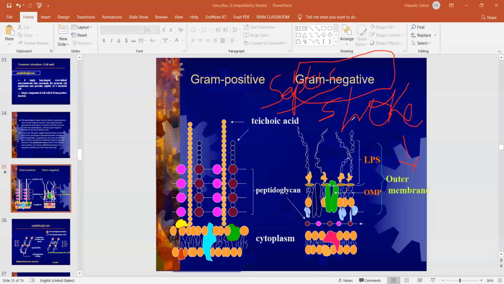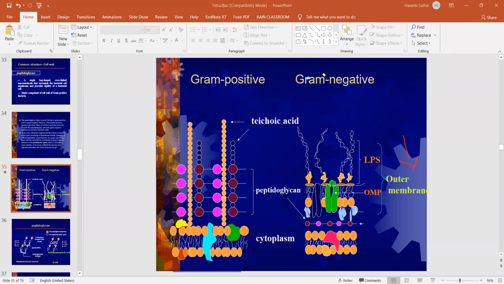They can cause septic shock because the lipopolysaccharide, which is present at the outer membrane, contains endotoxin. So this endotoxin produces an immune response that leads to a shock. So the patient will develop hypotension and loss of consciousness. And due to hypotension, the patient may die.